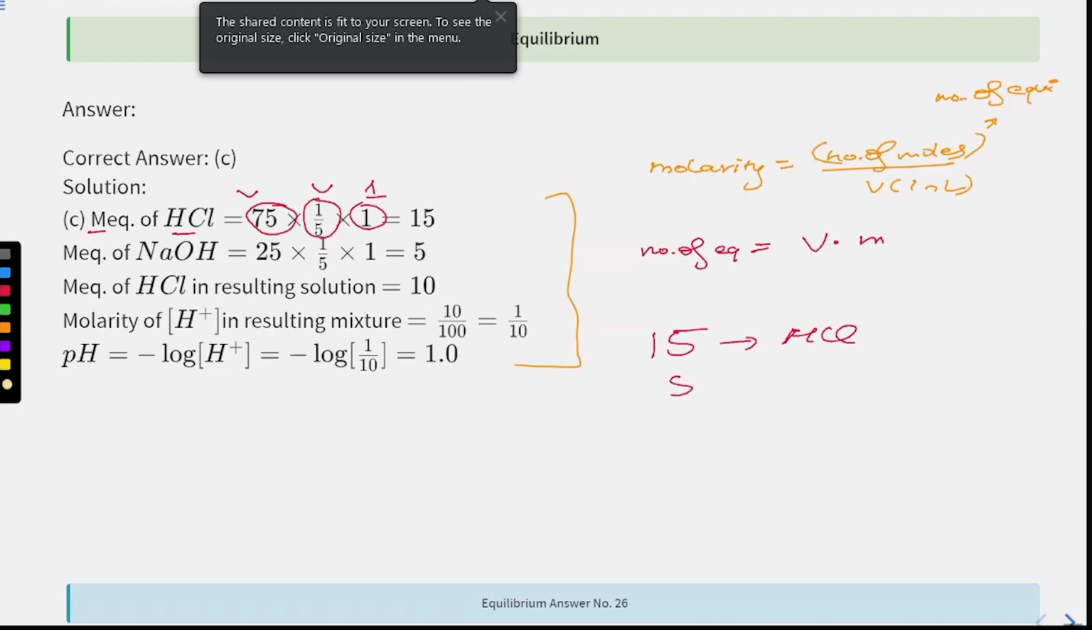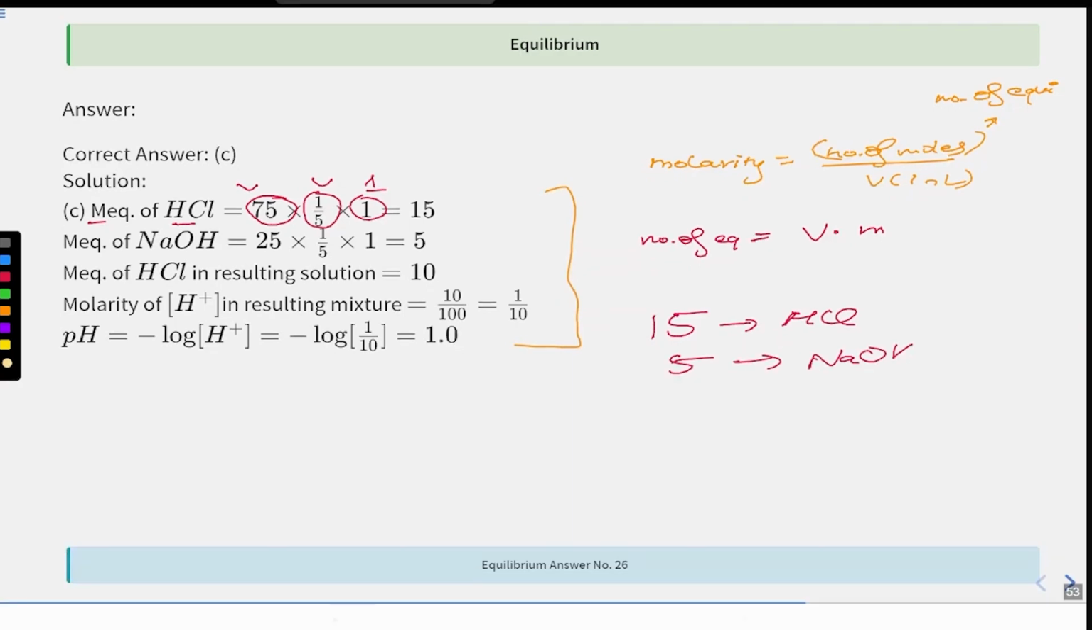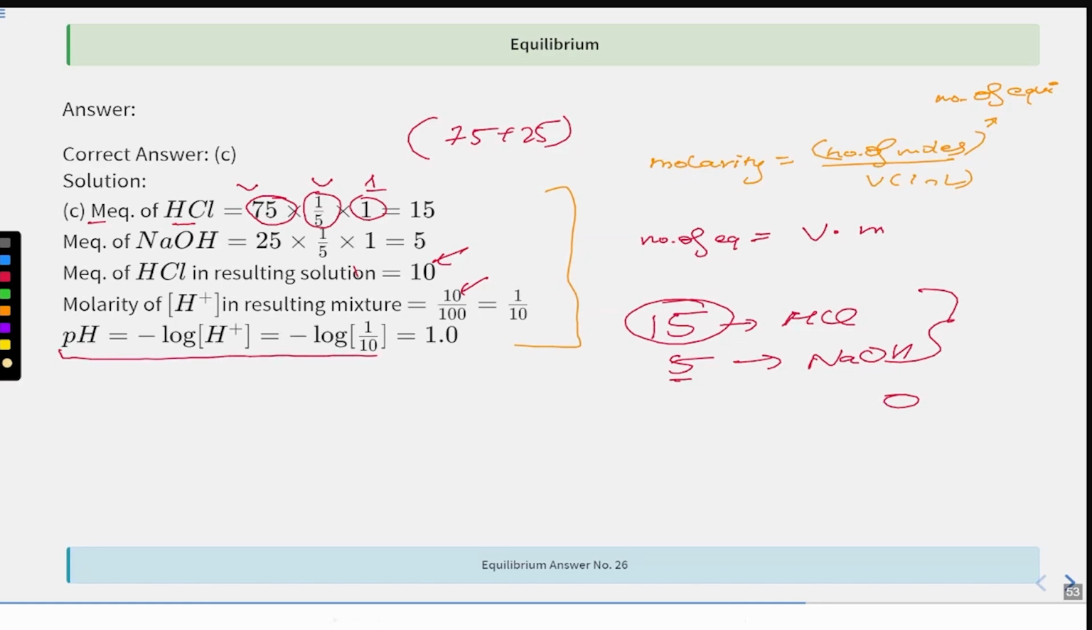And you have 5 equivalents of NaOH. Out of the 15, only 5 will react with NaOH, to make it 0. We will still be left with 10 in our resulting solution, right? So now the molarity of H plus in the resulting solution will be the 10 equivalents that are left divided by 75 plus 25, which is our total volume. And then you just have a simple pH calculation.